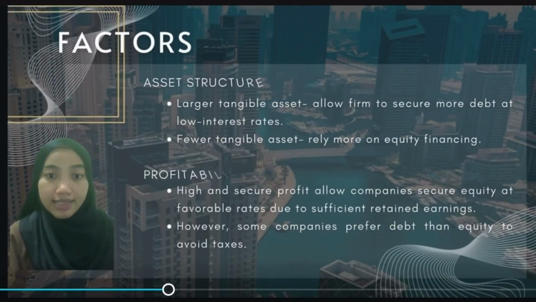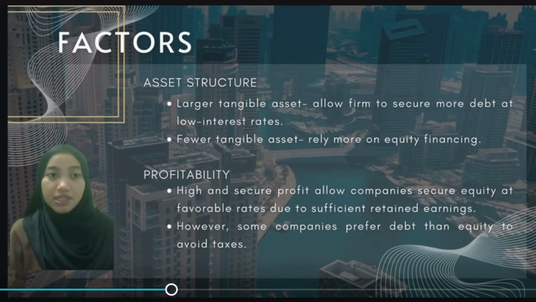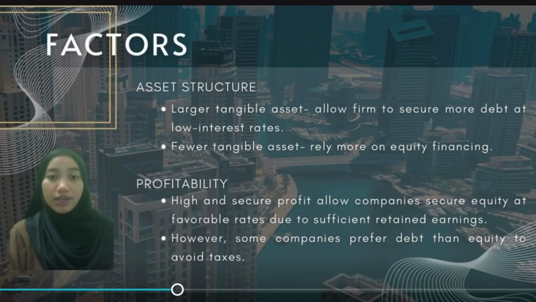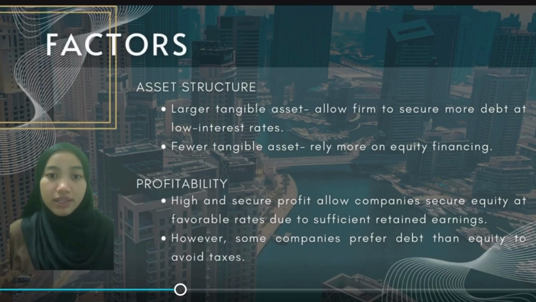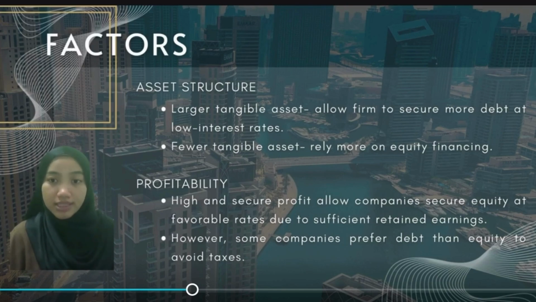Next, for the asset structure, companies with larger tangible assets are able to secure more debt at a low interest rate. This is because tangible assets allow companies to use them as collateral to reduce the risk for lenders. Meanwhile, companies with fewer tangible assets may not secure debt but rely more on equity financing.